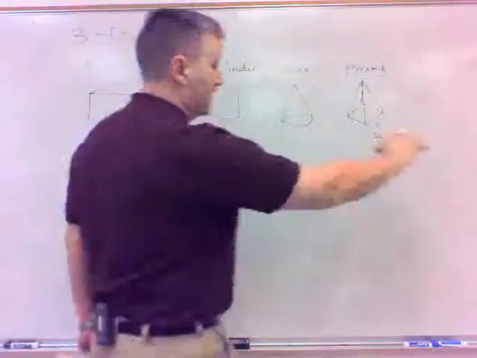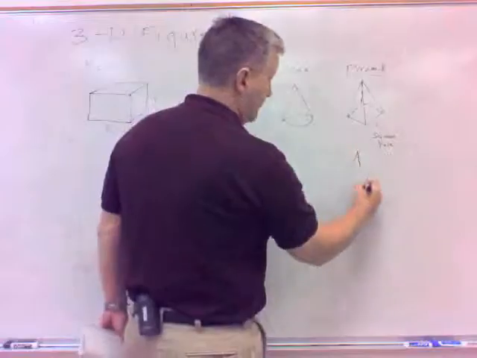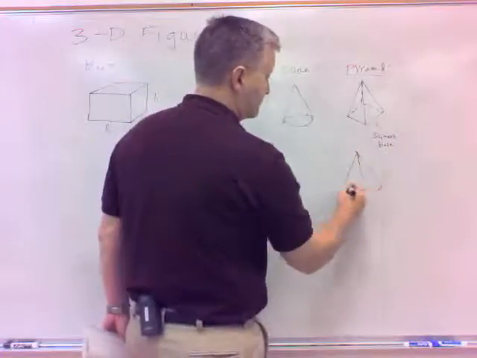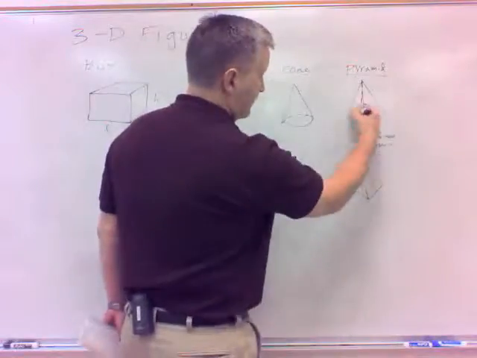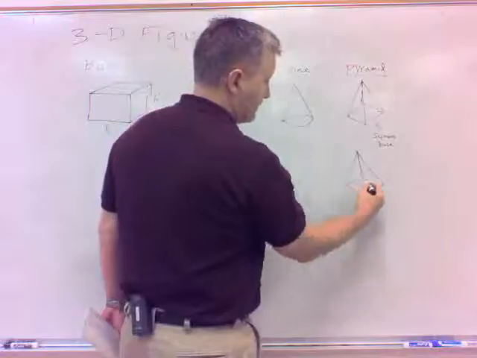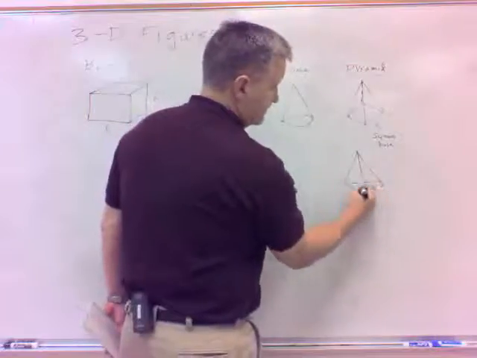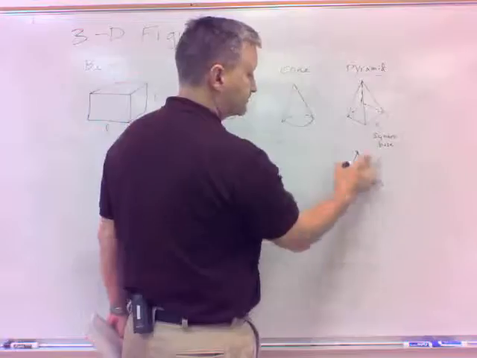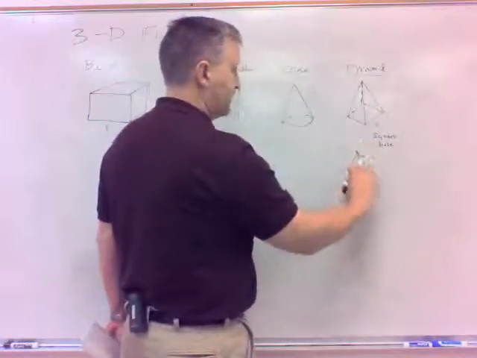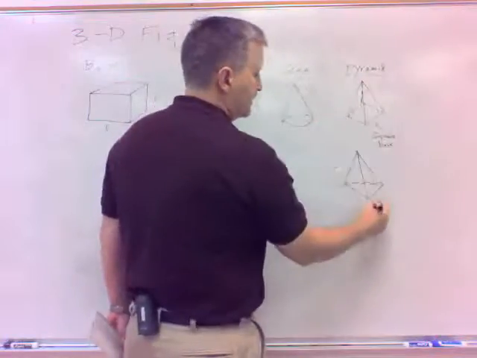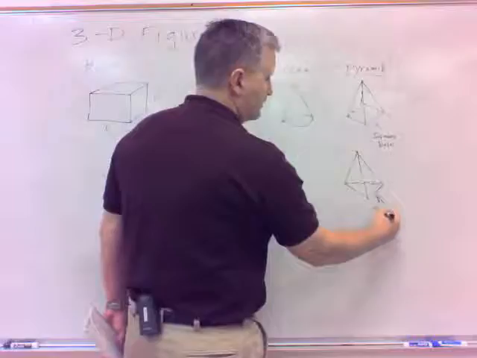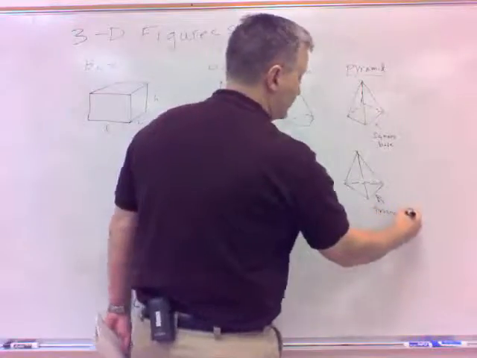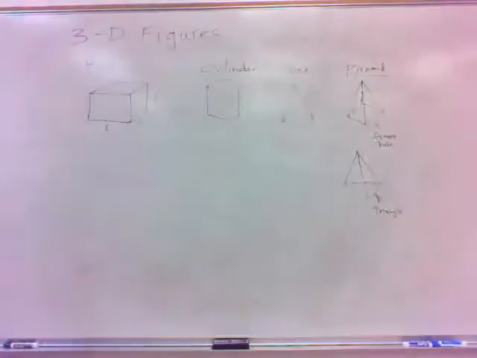We could just have a triangular base where, instead of having that square, the base is just a triangle, and so you just have the three sides around there instead of the four. So on pyramids, you can change it up.